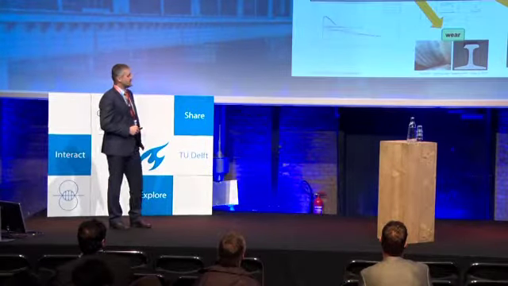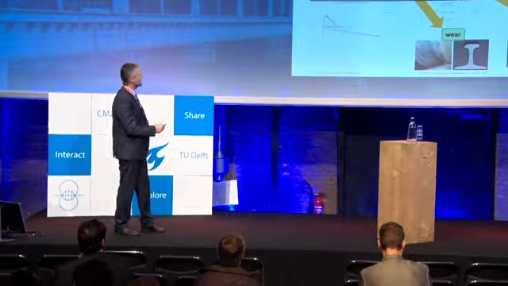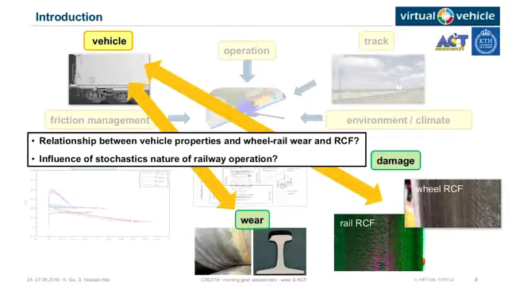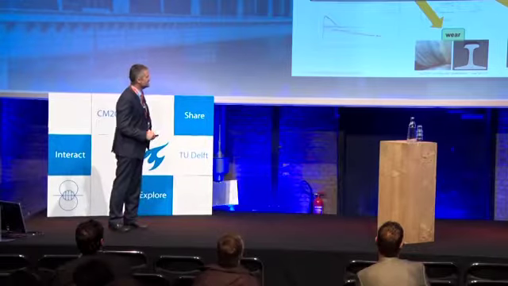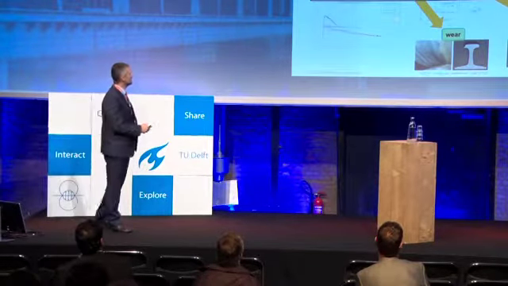The focus of this work is the relationship between certain vehicle parameters, vehicle properties, and wear on wheel and rail, as well as rolling contact fatigue issues, also on wheel and rail. And we want to take into account the railway operation in as realistic a way as possible, including some stochastics from this railway operation.